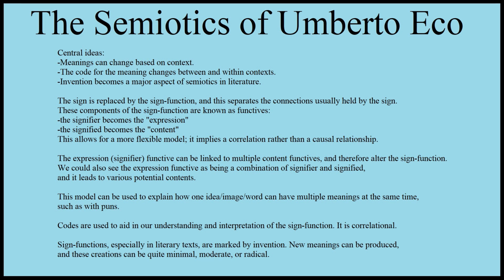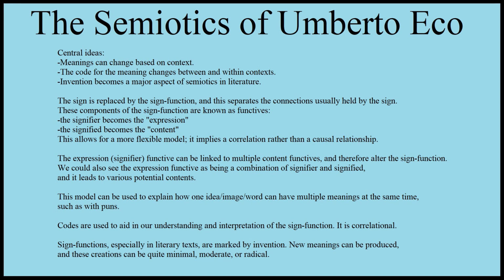But the thing about this is that it's essentially supposed to be more flexible. Okay? We're going back to that central ideas thing at the top of the episode, where we said that meanings can change based on context. That is what Eco wants to do with his model, with the sign function over the sign. In terms of the Saussurean semiotics, it's much more rigid. A sign is made up of a signifier and a signified. It is a relationship that they are connected to each other.